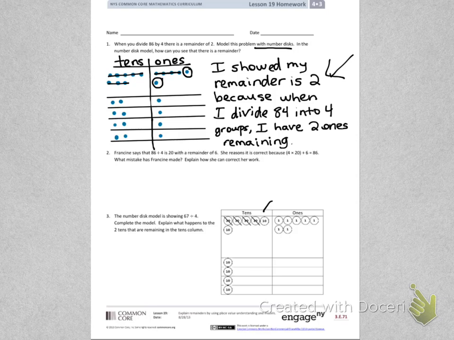But we have these tens right here. I'm going to just recircle them so we know which ones we're talking about, that cannot get split into 4 equal groups. So it says, complete the model and explain what happens to those 2 tens. The 2 remaining tens need to get taken into the ones place value chart, creating 2 groups of 10 ones. 2 groups of 10 ones is actually 20 ones. So I'll go ahead and do that now.